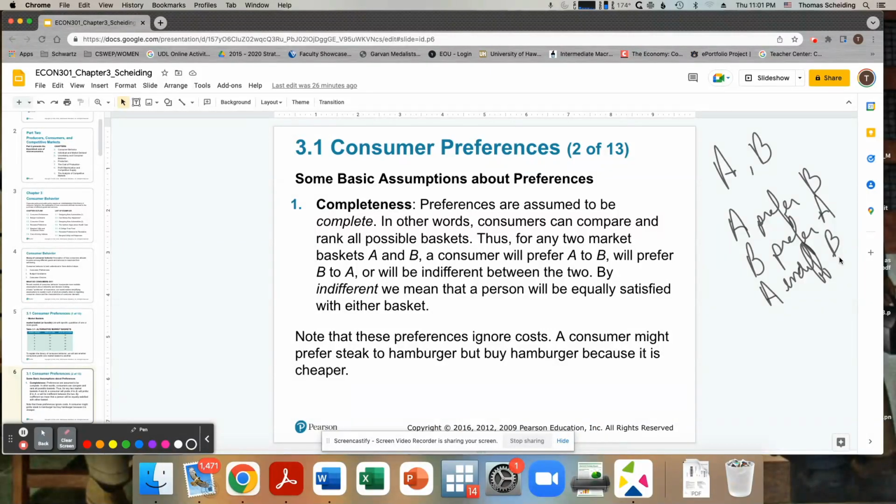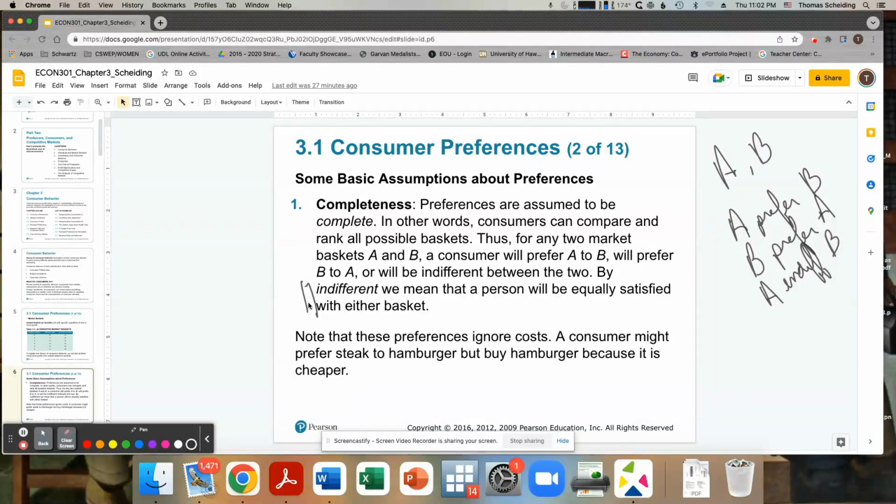You either prefer one bundle over the other bundle, or you don't care which one you get. When we say indifferent, as the last line here identifies, all that we're basically saying here is that the person would be equally happy having either bundle. Now, as the last line points out here, we're not talking about how much you have to pay for the bundles. All that we're talking about here is how much happiness they generate.